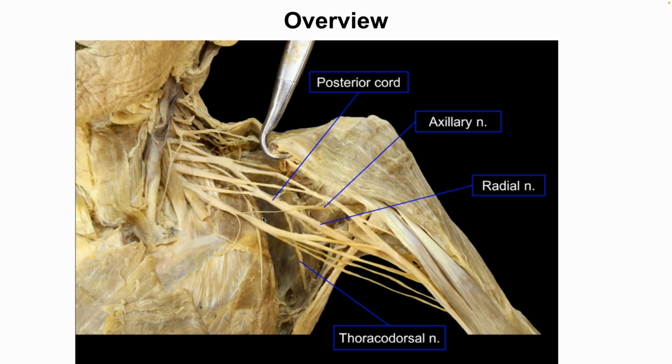Well, it has to do with the axillary artery. These cords are named relative to their position to the axillary artery. So this cord here is posterior to the axillary artery, therefore it is called the posterior cord. This one's lateral to it, this one's medial to it. The trunks don't follow that nomenclature, just the cords.